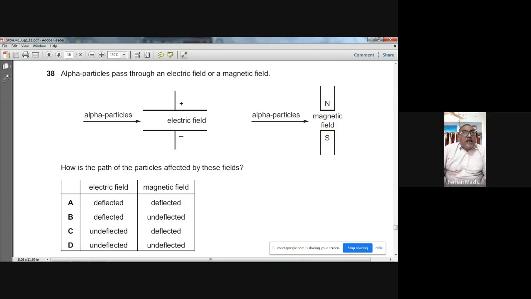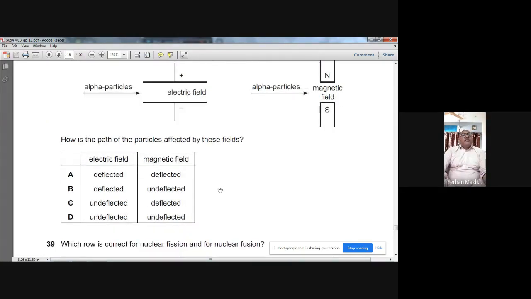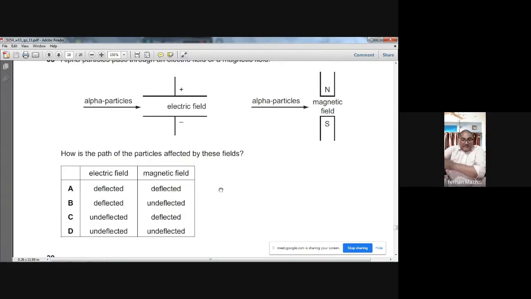Let me see again. Alpha particles pass through an electric field or magnetic field. How is the path of the particles affected by these fields? He says question number 38. In the electric field, they will be deflected. In the magnetic field, they will be deflected. So the best choice possible here is A. So A is the choice for 38.